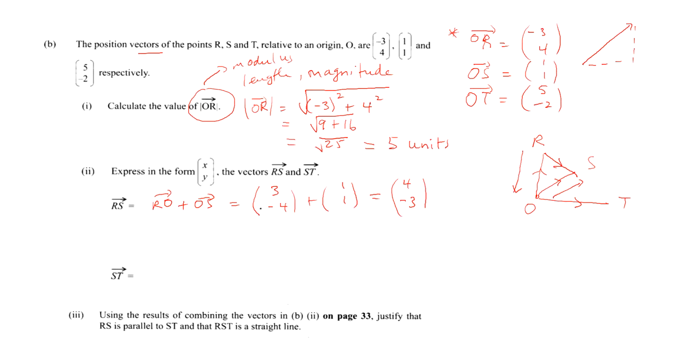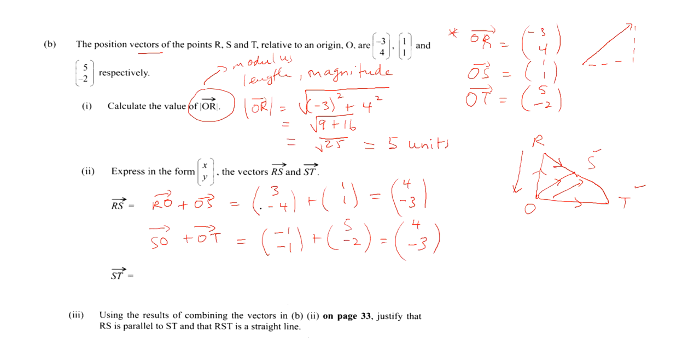Now what is ST? Go back to my same diagram here. ST, I'm starting at S and I want to end up at T. So it'll be SO plus OT. Which will be, what is SO? SO, we are going in the opposite direction, so it'll be minus 1, plus OT, which is 5, minus 2. So minus 1 plus 5 will give me 4, and minus 1 plus minus 2 will give me minus 3.